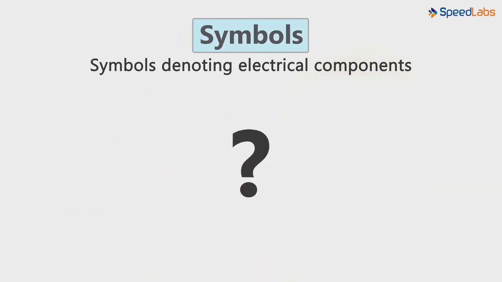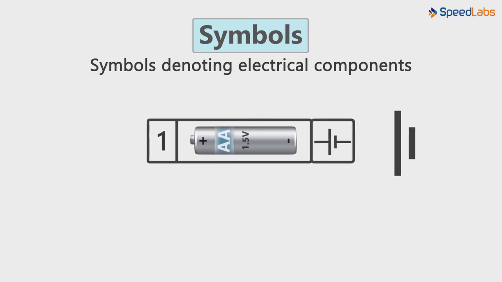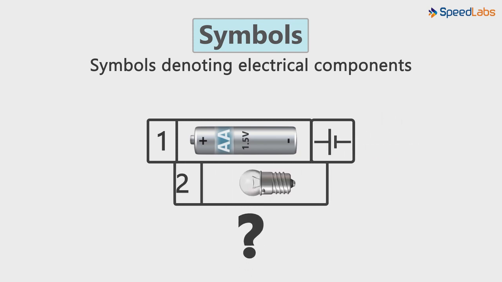What are the different symbols? For a single 1.5 volt cell, we use this symbol. Two unequal vertical lines parallel to each other with a small gap between them. The bigger line represents the positive terminal of the cell, while the smaller vertical line represents the negative terminal of the cell. What about the bulb?